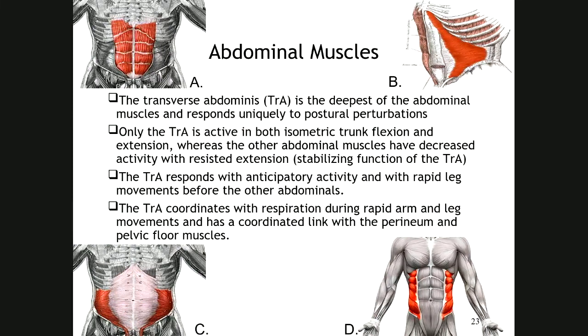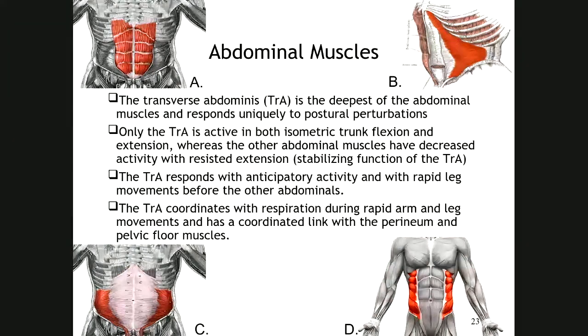So the transverse abdominis is going to be your deepest muscle, deepest of the abdominal muscles, and it responds very well to postural perturbations. So it kind of helps you maintain that upright posture. It is one of the muscles that we're going to focus on engaging when we do a lot of the exercises, dependent upon the patient's pathology. Only the transverse abdominis is active in isometric trunk flexion and extension. So that's how powerful it is. The other abdominals have decreased activity with resisted extension.